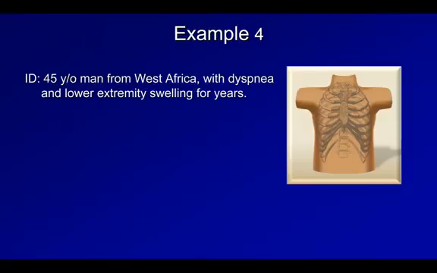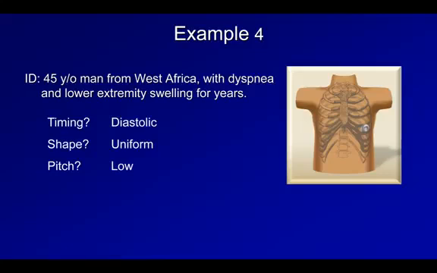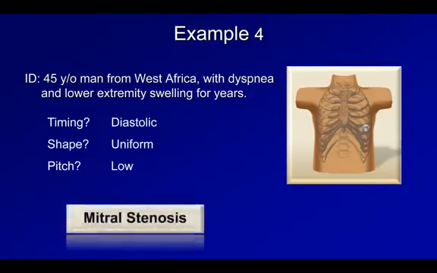Example 4. A 45-year-old man from West Africa with dyspnea and lower extremity swelling for years. This murmur is loudest with the bell of the stethoscope at the apex. Timing, it's also diastolic. Shape, uniform. And pitch, low. So what would cause a uniform, low-pitched diastolic murmur at the apex? Really, only one thing can do this: mitral stenosis.